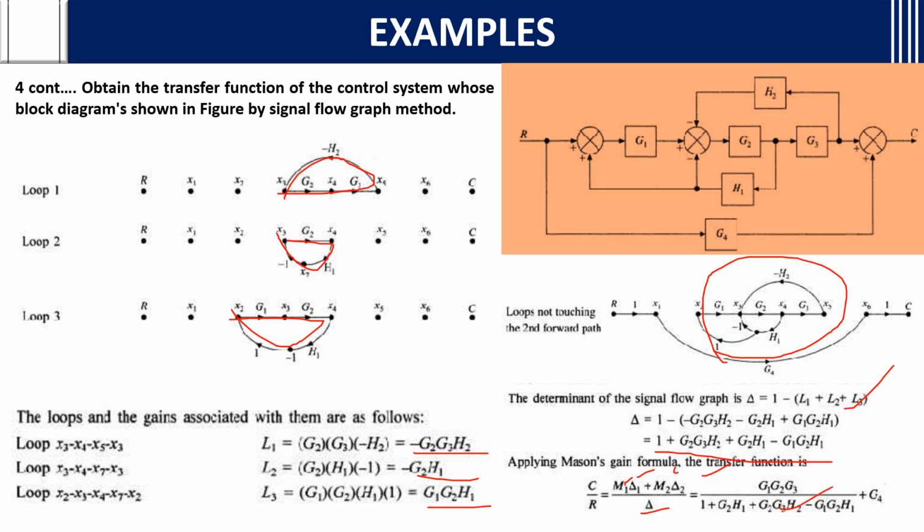See, why here is delta 2 called delta? Because the loops which are not touching this forward path, we will subtract. These are all nothing but not touching. L1, L2 are not touching this forward path. So we are taking this delta only as delta 2. Okay.